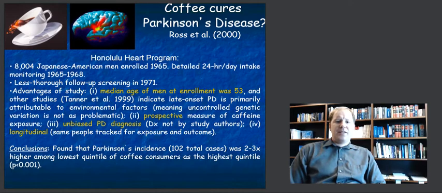Number three, this had unbiased Parkinson's disease diagnosis occurring in this study. When in 2000 they started evaluating these men for follow-up, some 30 years after the study had initially been done, the diagnosis of Parkinson's disease was not done by the study authors, the people who were looking for this association.